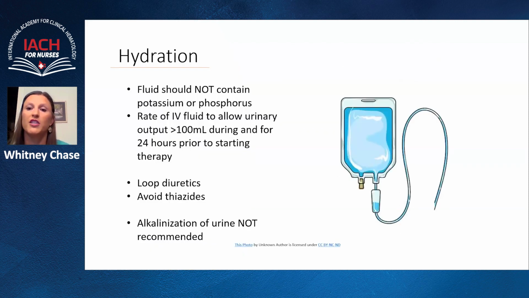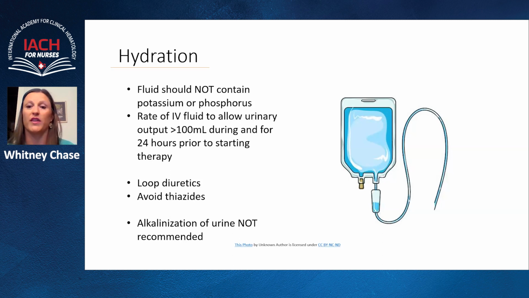So aggressive hydration. We want to avoid potassium, phosphorus, and calcium-containing fluids, since these electrolytes are or may become abnormal. So this includes lactated Ringer solution, Plasma-Lyte, and Normosol. Plain old normal saline is great in this situation. We need to flush the pipes.